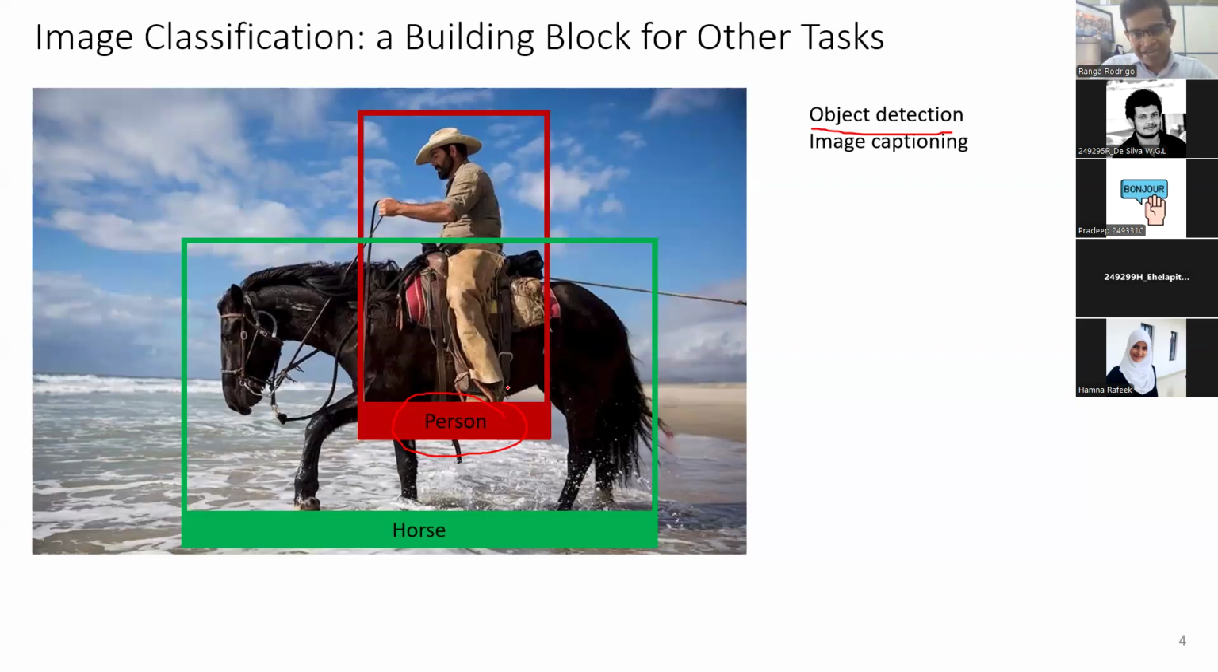And sometimes we want to write something about the image. Okay, there is a horse and there is a rider, and the horse is stepping into the sea and so on. This is called image captioning. For all these tasks, the classification is extremely important.